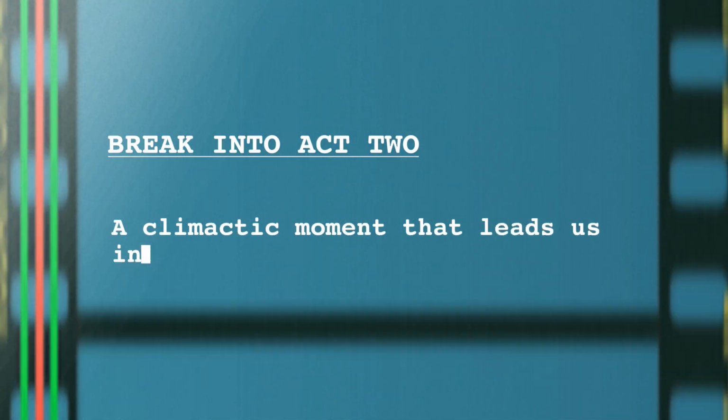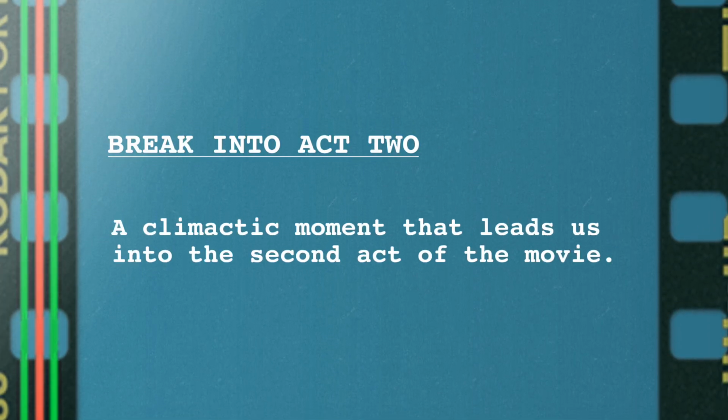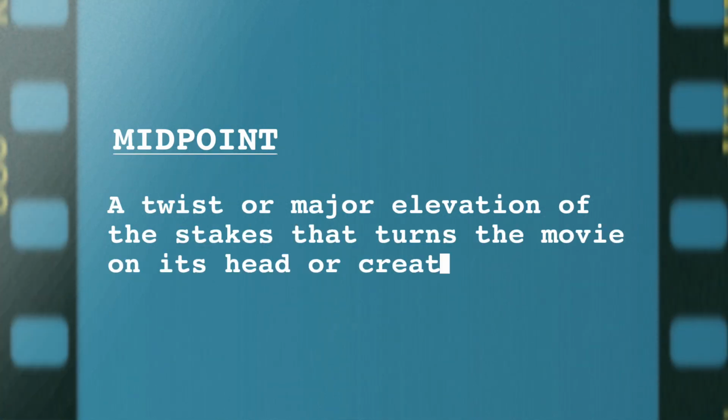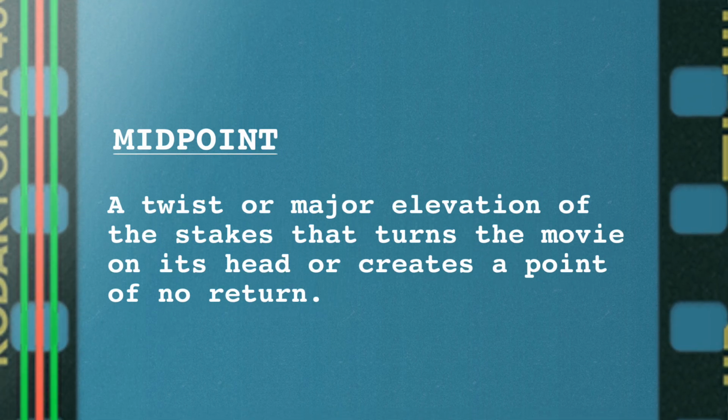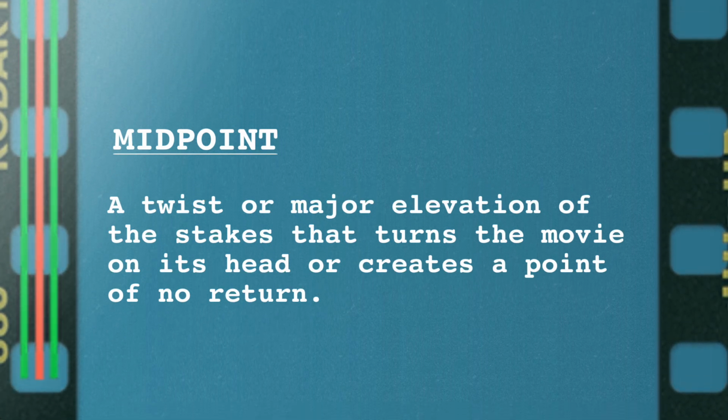The break into Act 2 is usually a kind of climactic moment that leads us into Act 2. Here, the protagonist's world changes, either literally or figuratively, and they also usually make a big, active decision to pursue their goal. There's the midpoint, which is often something of a twist or a major elevation of the stakes that turns the movie on its head. It's also often a point of no return.